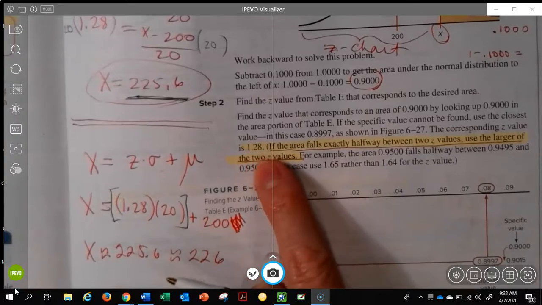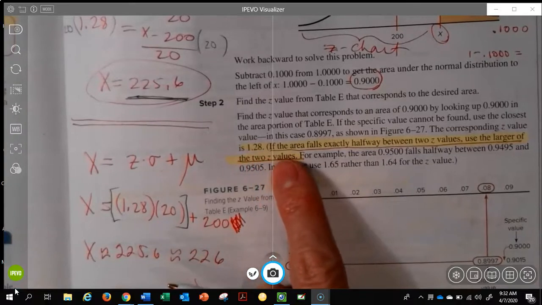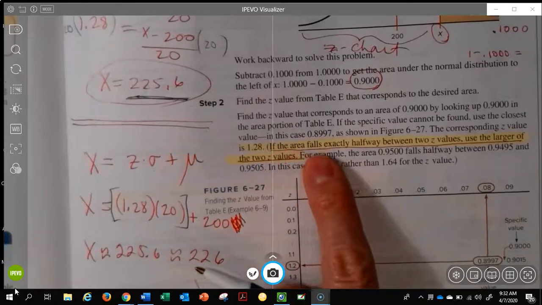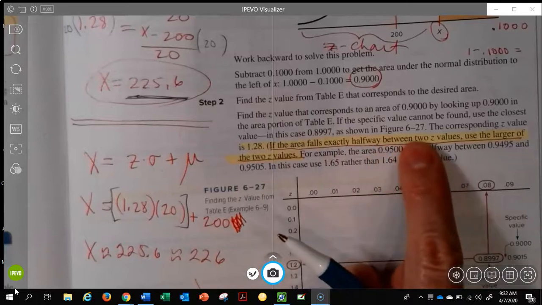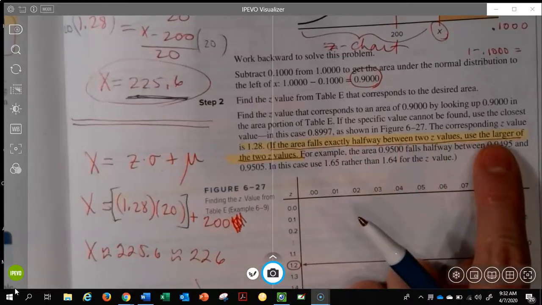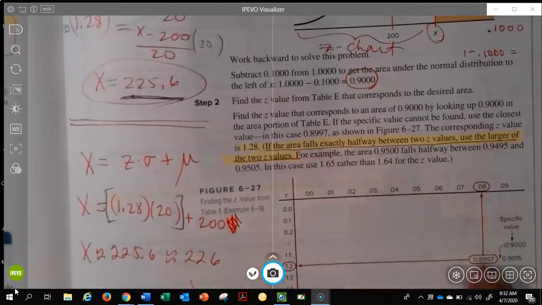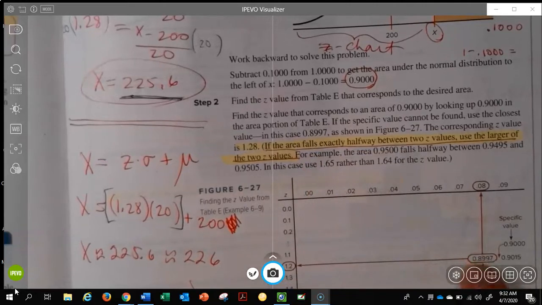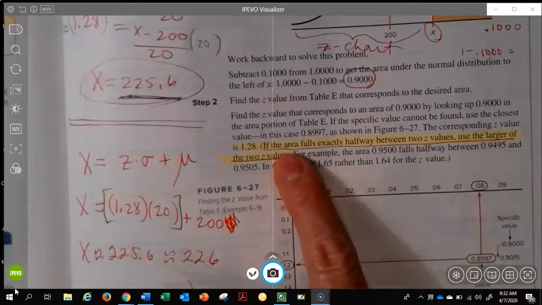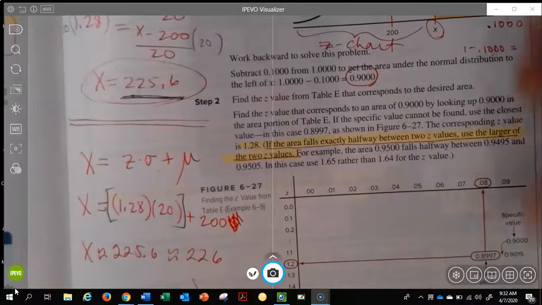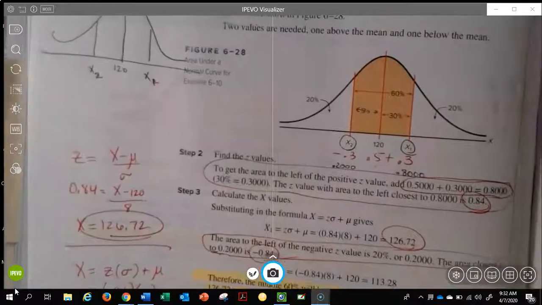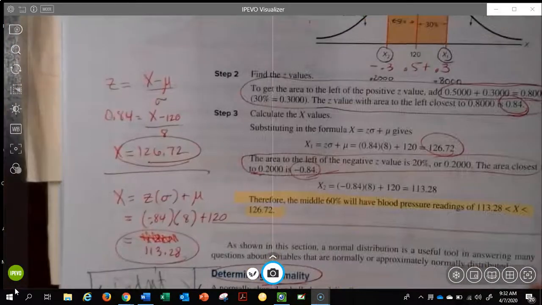There was one sentence I didn't mention on this page that I had highlighted. I'm back on page 325, about halfway down the page, and it says if the area that we are looking for falls exactly halfway between two z values, use the larger one. A while ago when we looked at this one, it was a lot closer to the 0.8997, so it wasn't exactly halfway. But we are going to have some that fall exactly halfway, so make that note in your notes or on a flashcard or whatever works for you.